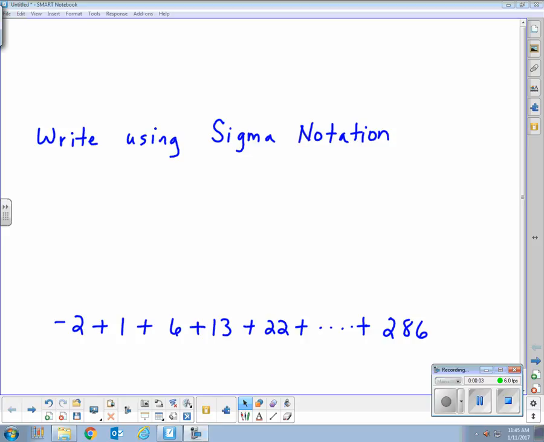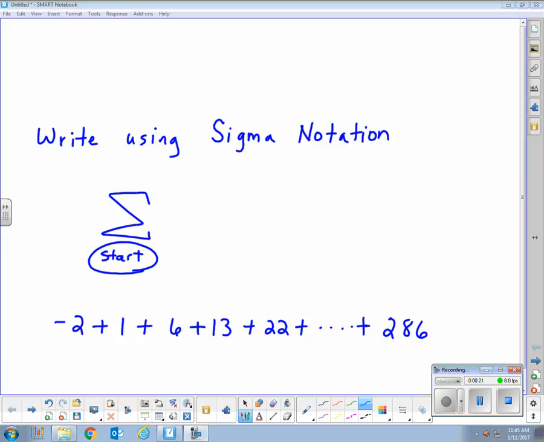All right, so the problem that is posed is to take this series and to write it in sigma notation. So first off, let's just recall in sigma notation, the quantity down here is where you're going to start. That's whatever term you're going to start with. The quantity up here is where you're going to end. And the quantity here is a formula for generating terms.